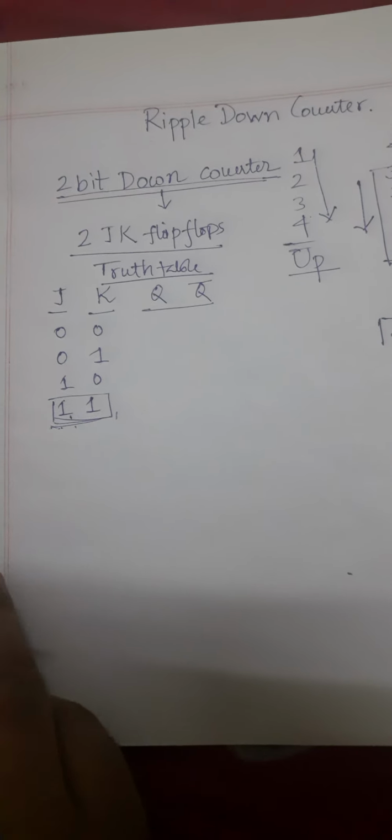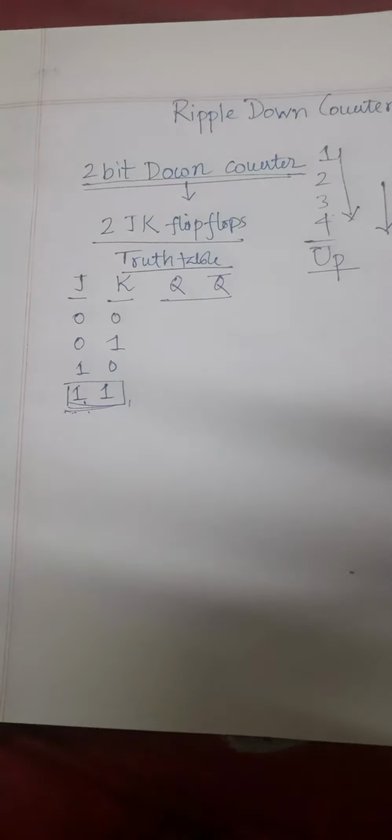In this video, I will only be dealing with the truth tables, only some basic parts that will be needed for the construction of this ripple counter. Okay, 2-bit down counter.